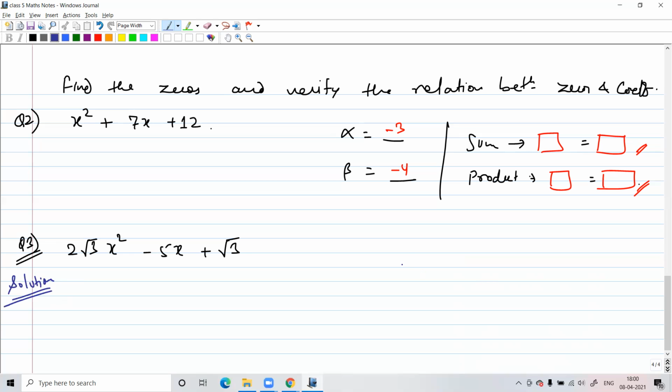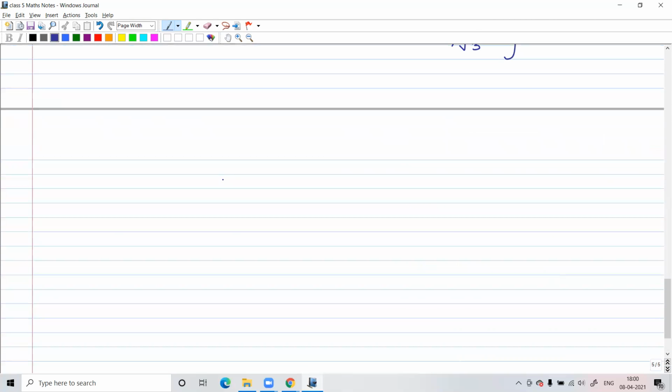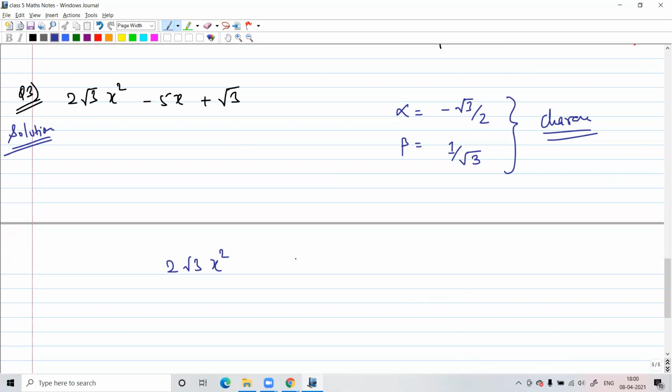Sir, I got the alpha and beta, sir. Tell me, what is alpha? Alpha is minus root 3 by 2. Beta is 1 by root 3. Anyone else has got this answer or any other answer? Okay, let's see whether Charan is right or not. So our polynomial is 2 root 3x square minus 5x plus root 3.